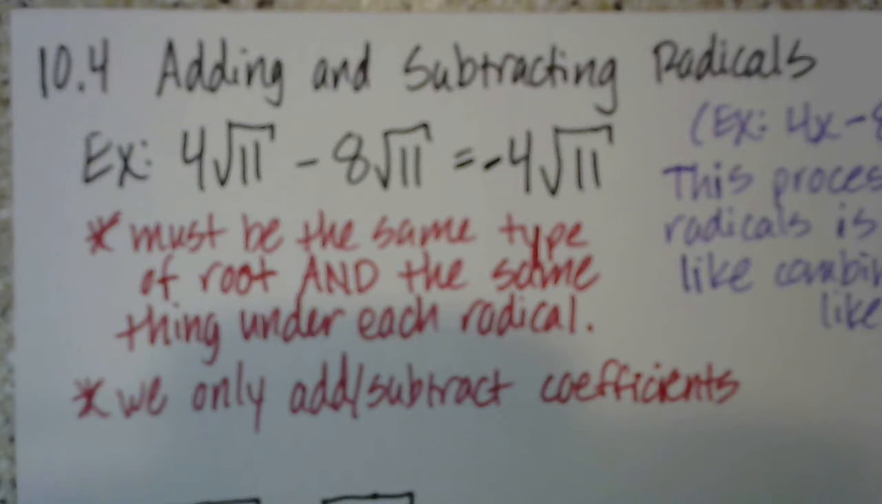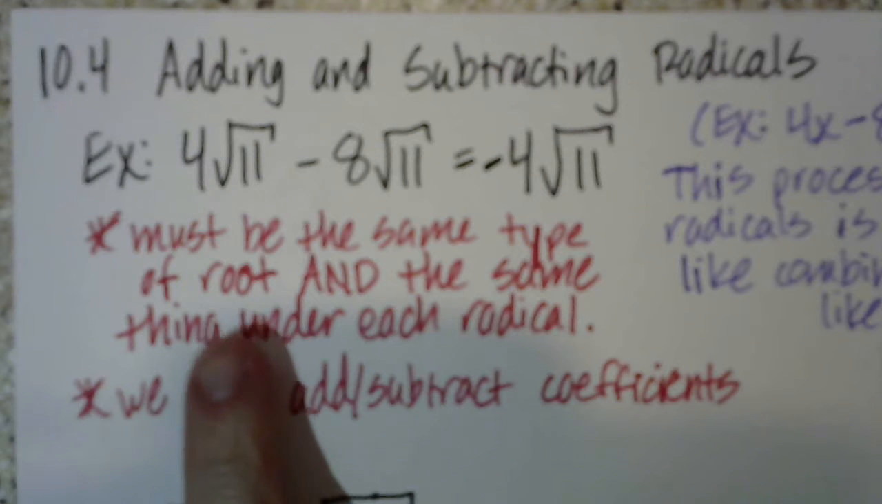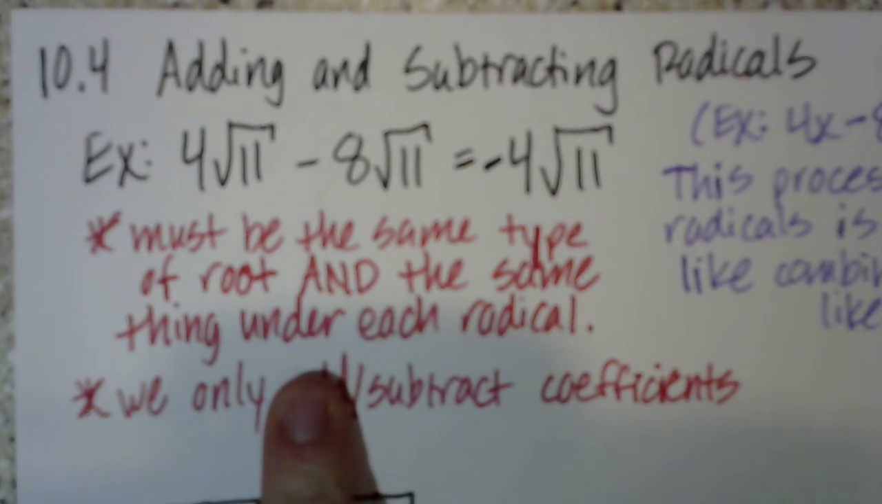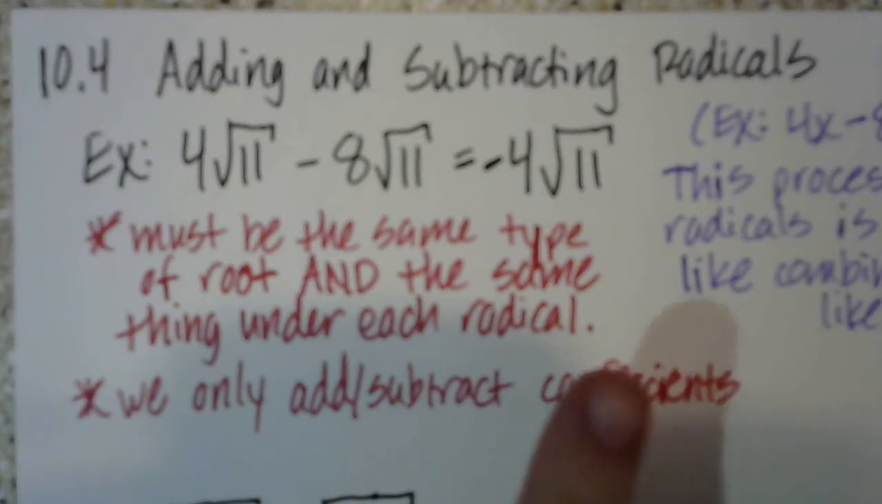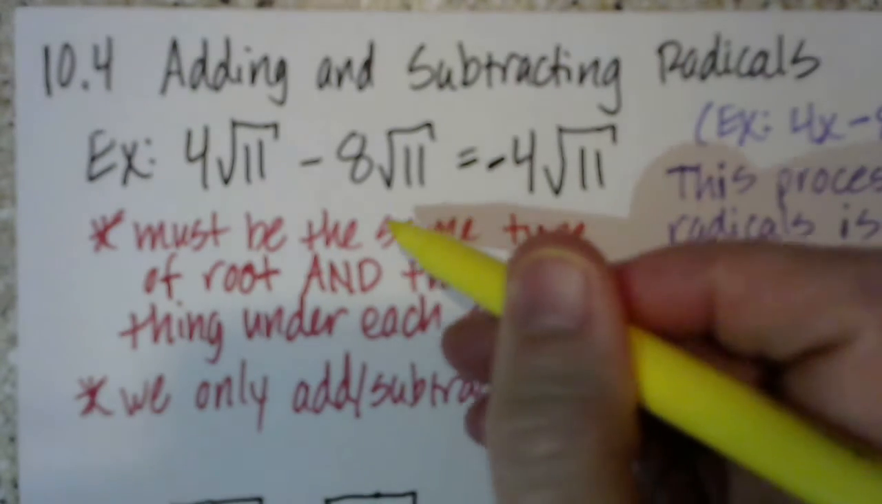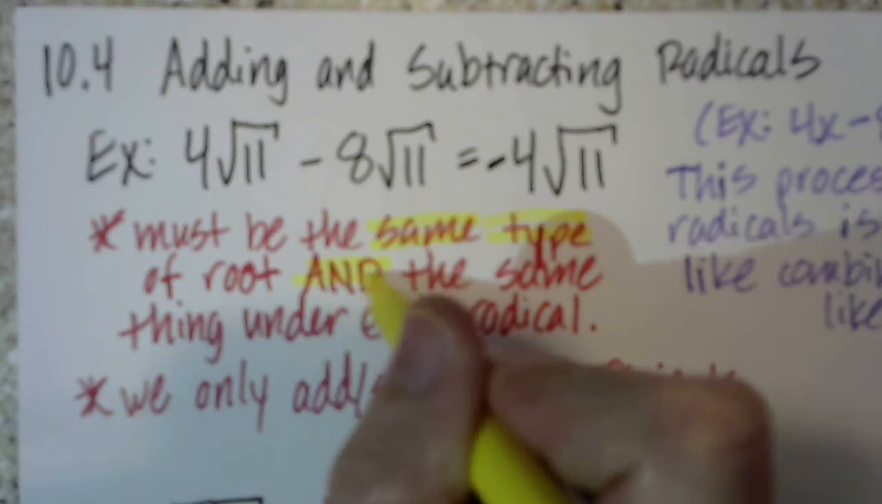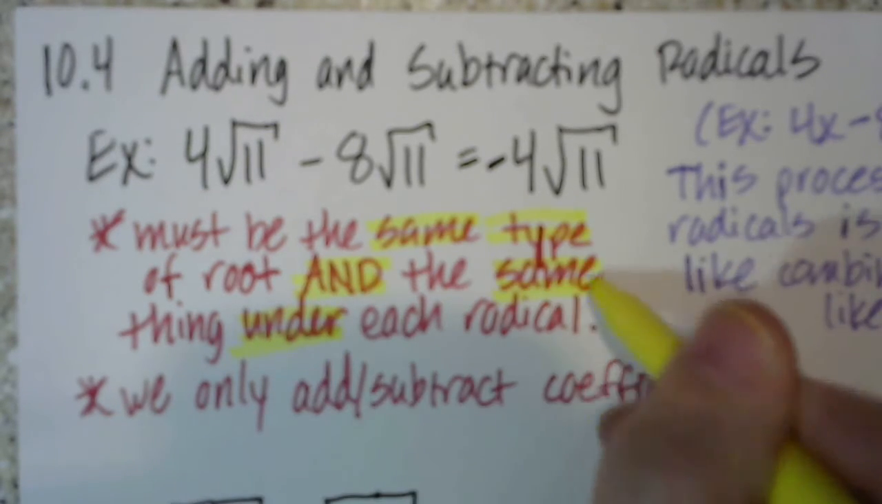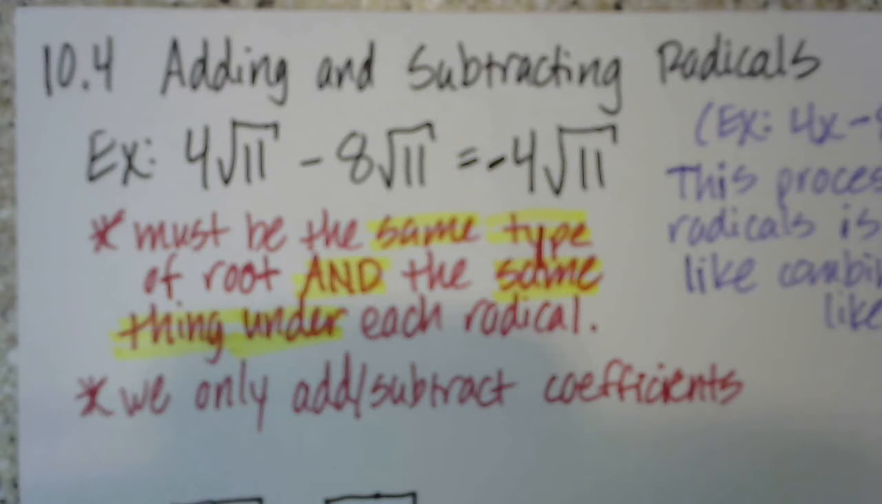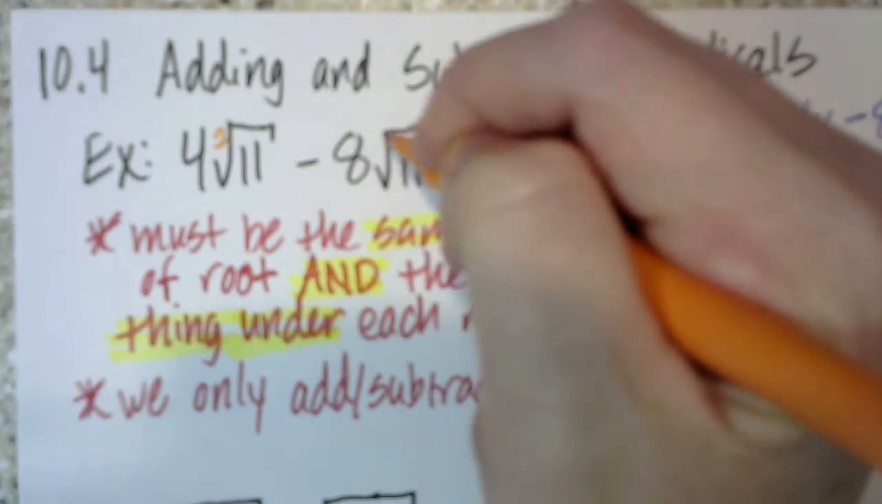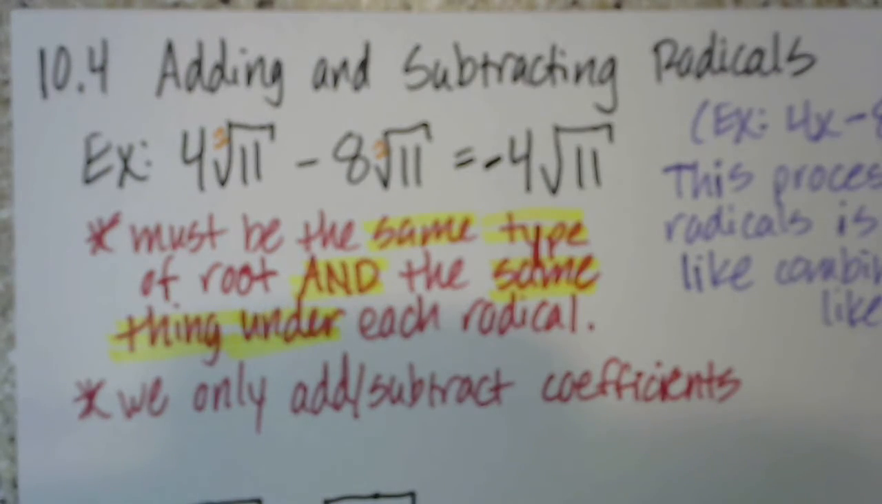that. In order to add and subtract radicals, you have to have the same type of root and the same thing underneath each radical. Same type and same thing underneath. So in the example that I gave you, these are both square roots. We know that. So they're the same type, and there's an 11 underneath each of them. So that's why we're able to add and subtract these radicals.